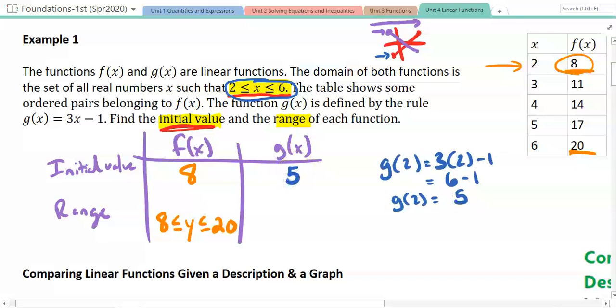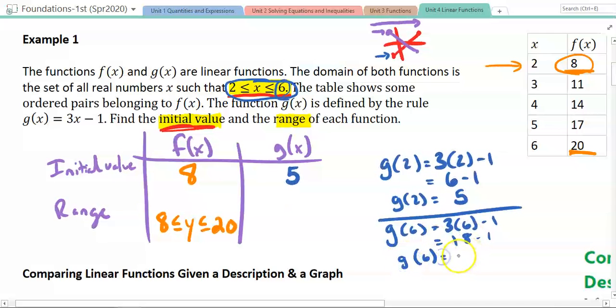Now I need the other end of our domain to get the last range value. And so I'm going to plug in the 6 now. So g of 6 is equal to 3 times 6 minus 1. So that's 18 minus 1, meaning that g of 6 is equal to 17. And so this goes from 5 less than or equal to y less than or equal to 17.